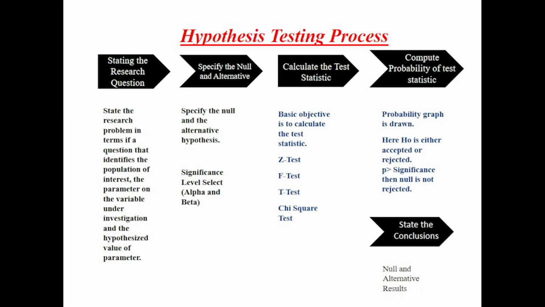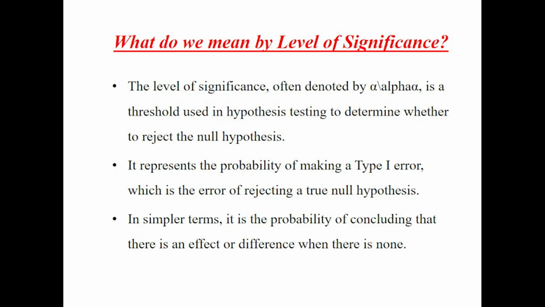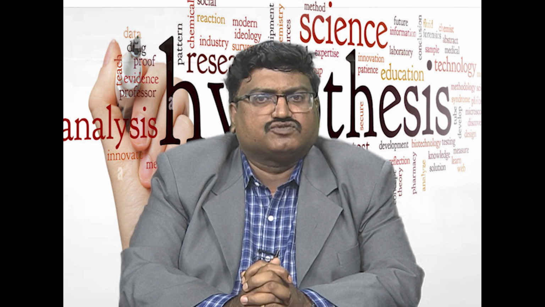So, in the hypothesis testing process, we state the research question, we specify the null and alternate hypothesis, we calculate the test statistic, we compute the probability of the test statistic, and we state the conclusions. So, what do we mean by level of significance again? It is to do with the chances of committing a type 1 error, that is rejecting a true null hypothesis. In simpler terms, it is the probability of concluding that there is an effect or difference when there is none.